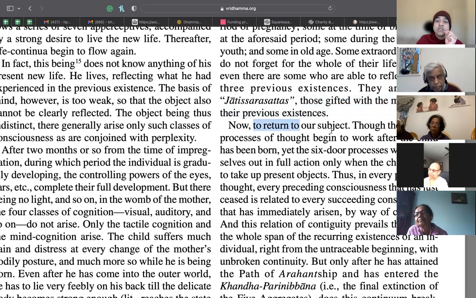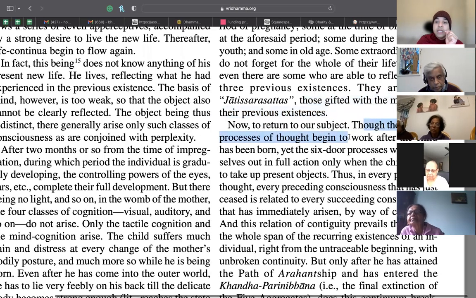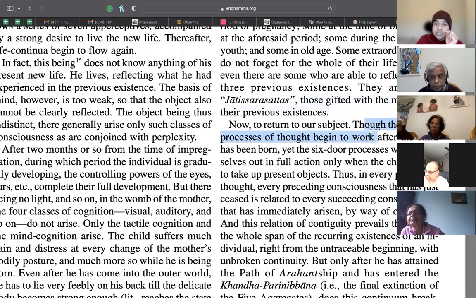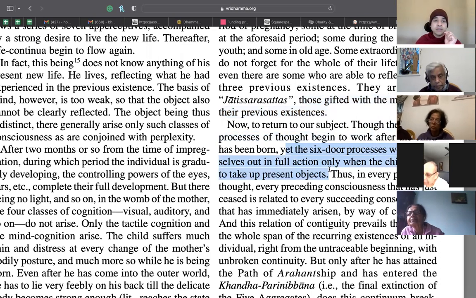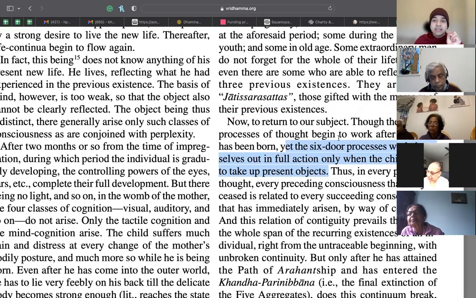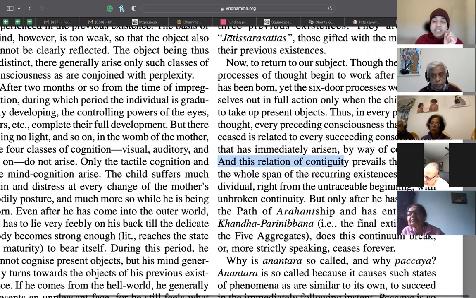Now, to return to our subject, though the 6 door processes of thought begin to work after the child has been born, yet the 6 door processes work themselves out in full action only when the child is able to take up present objects. Very interesting point, right? Thus, in every process of thought, every preceding consciousness that has just ceased is related to every succeeding consciousness that has immediately arisen by way of continuity.